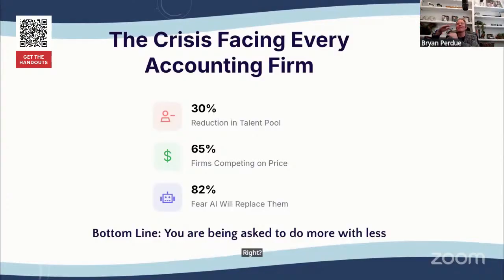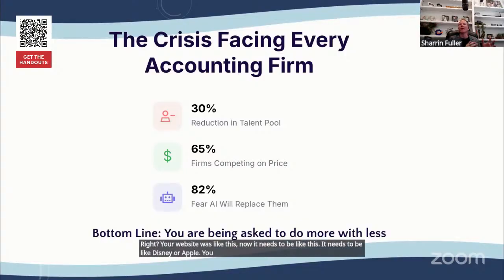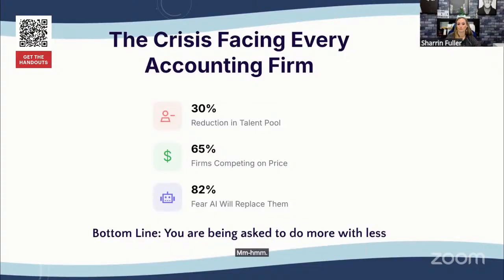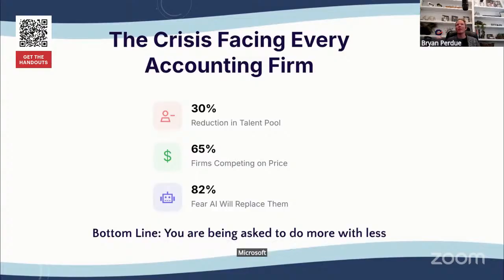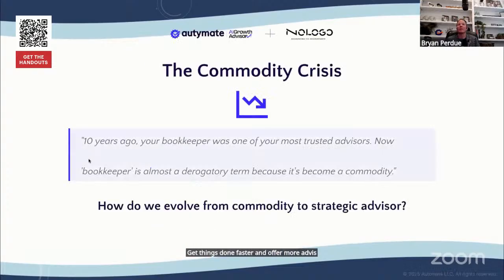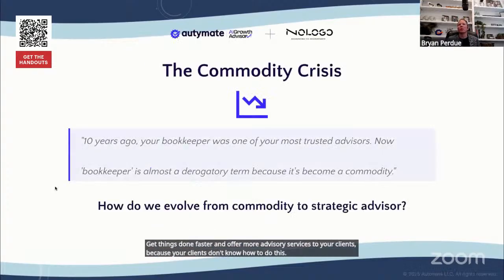Your website was like this. Now it needs to be like this. It needs to be like Disney or Apple. The charts you give your clients used to be like this. Now they need to be like you're giving the pitch to Microsoft or Google for a big investment, right? Your standards have gone up. And not only that, there's a reduction in staff, right? So you have to be able to learn quickly how to leverage these tools, get things done faster, and offer more advisory services to your clients because your clients don't know how to do this as well as you do.